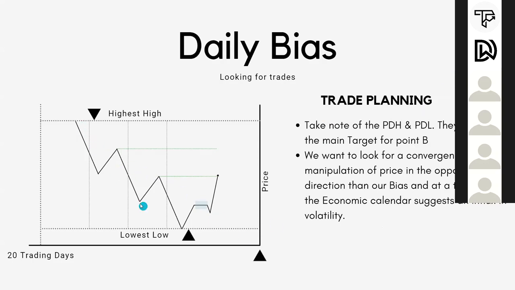So if we have a move towards the downside, we take note of all the previous day's highs and previous day's lows. They will be the main target, the next draw on liquidity, point B. So we want to look for a convergence in a manipulation of price that's in the opposite direction to our bias, and at a time that the economic calendar or a session opening suggests an influx in volatility.